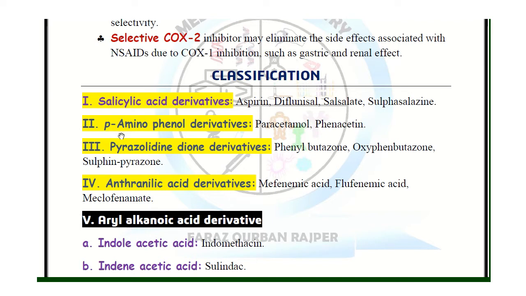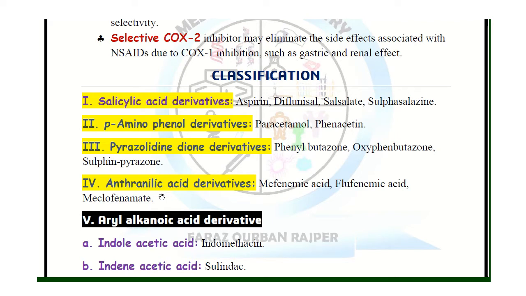The second class is the para-aminophenol derivatives. The well-known drug paracetamol belongs to the class of para-aminophenol, along with phenacetin. The third class is the pyrazolidine dione derivatives. Pyrazolidine dione means they have a chemical structure in which the pyrazolidine ring is present, and dione represents the two ketone functional groups. Examples of drugs in this category are phenylbutazone, oxyphenylbutazone, and sulfinpyrazone.